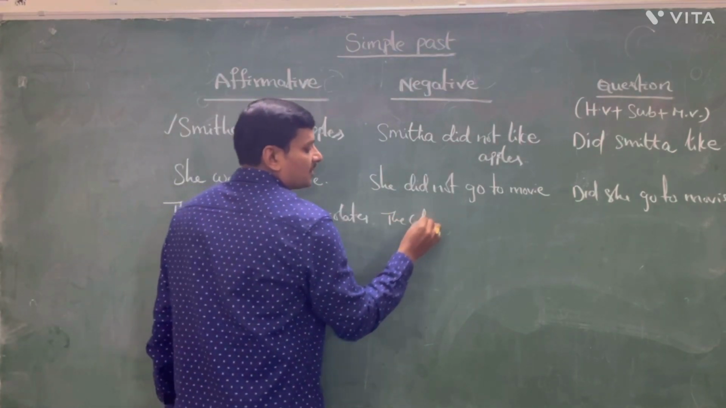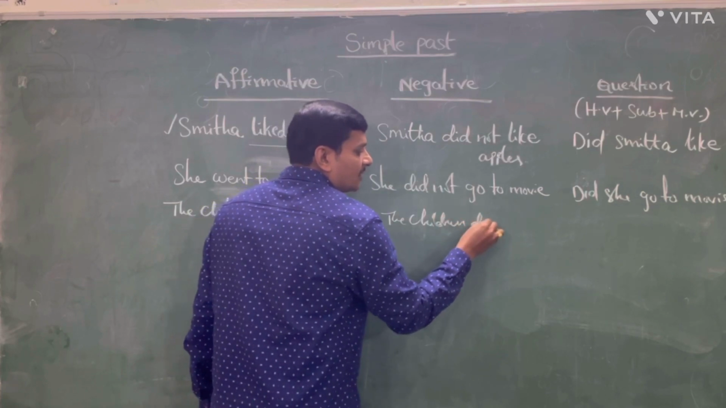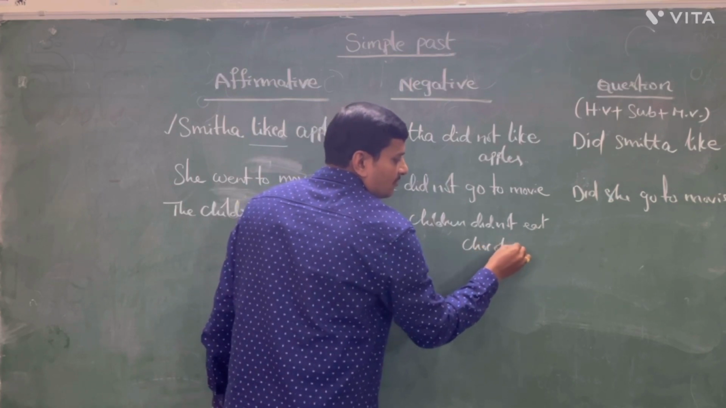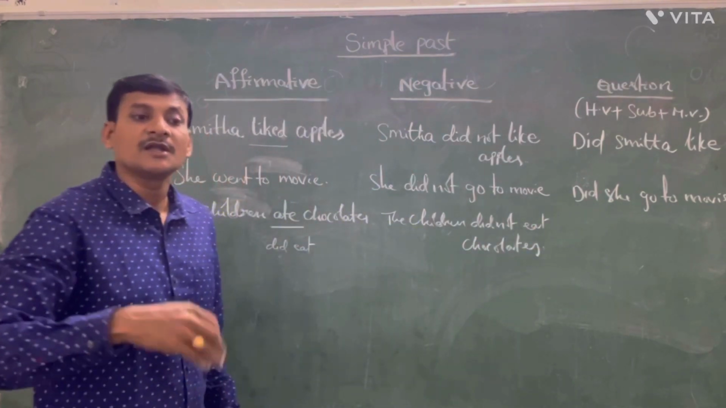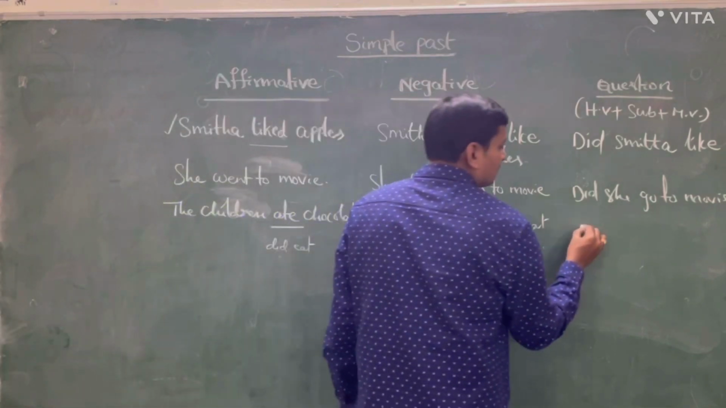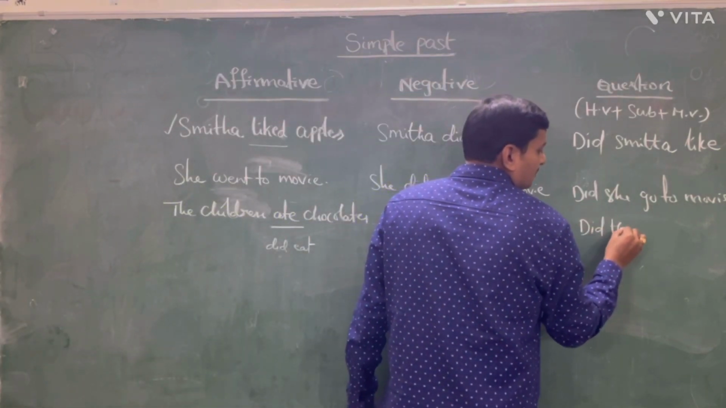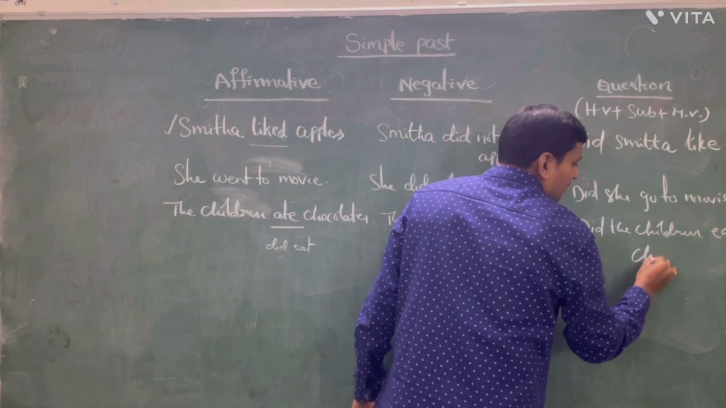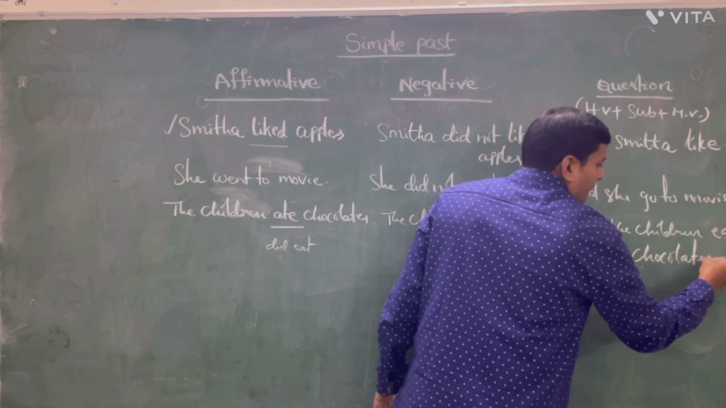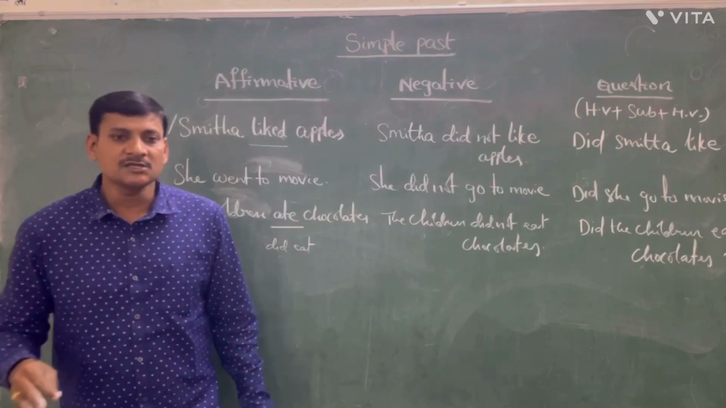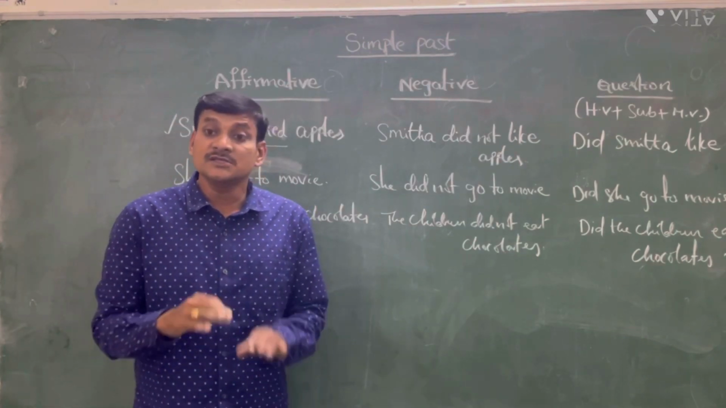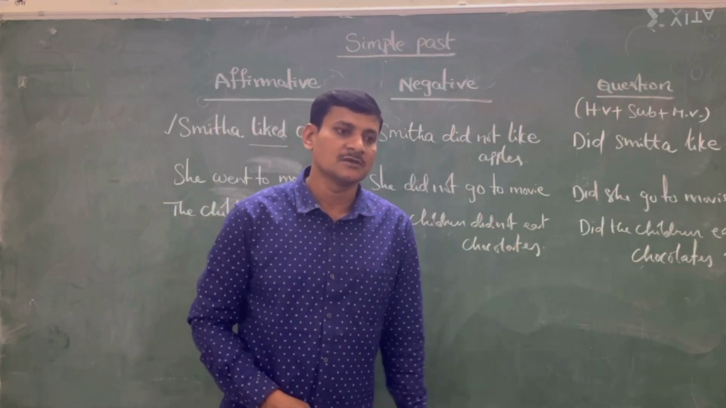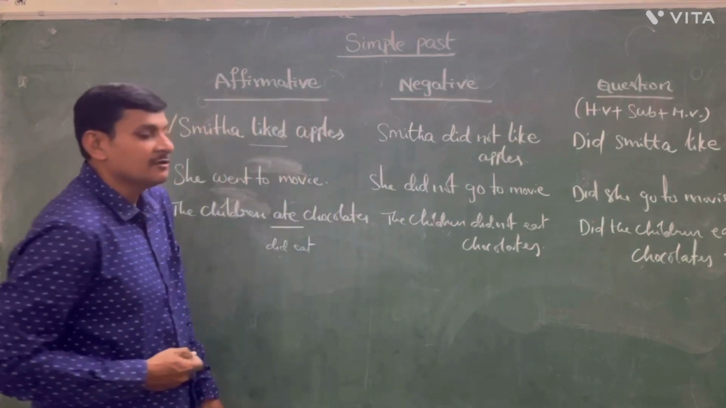So now tell me the negative form. The children did not eat chocolates. Okay? Did not or didn't, you can say that. Next one. Did the children eat chocolates? This is the question mark sentence. Like this, you can write any sentence in simple past in negative form and question mark sentences. Answered? If you have any doubt, ask me.